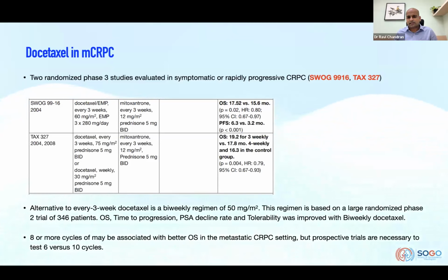And then there was another confusion: 6 cycles were being used in castration-sensitive prostate cancer, and 8 cycles is by and large a standard in the CRPC setting. There have been trials looking at whether 6 cycles is enough or whether we need to really go up to 10 cycles. By and large, docetaxel 8 cycles seems to be the standard of care, with 75 milligram per meter square, 3 weekly, being the standard.